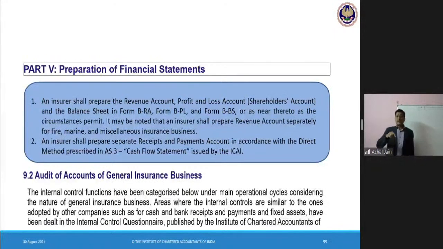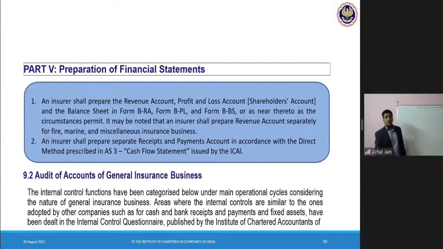So that's why when the revenue account will be prepared, that will be prepared separately for each and every type of insurance business, so that the users of the financial statements can get clarity. They will also get complete clarity in terms of the revenues which are there from different types of businesses. Next is about the preparation of receipt and payment account, which should be in accordance with direct method, which is prescribed in AS3 cash flow statement issued by ICAI. So this receipt and payment account should be in accordance with direct method.